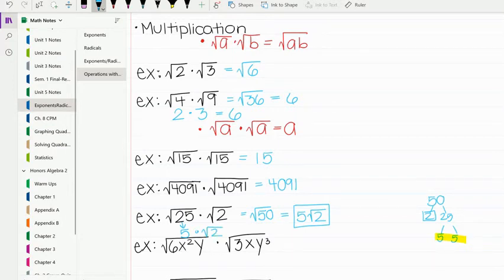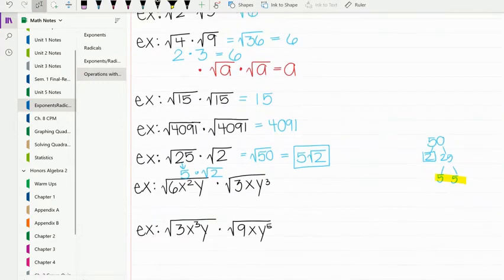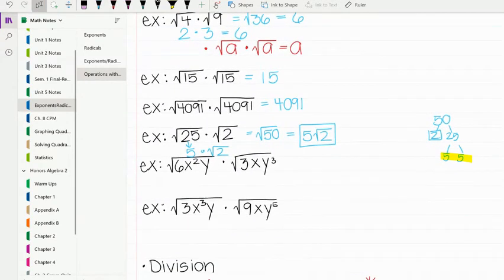Okay, now we're getting a little more complicated, right? Because now we have some variables. We're still going to multiply them straight across, and then we'll deal with it after. So 6 times 3 is 18. We have x squared and x, so think of this as x to the first power. So x squared and x to the first would be x cubed. We have y and y cubed, so think of this as y to the first and y cubed, which would be y to the fourth.